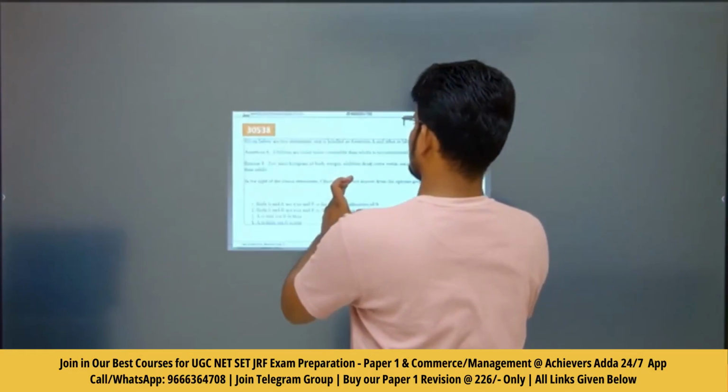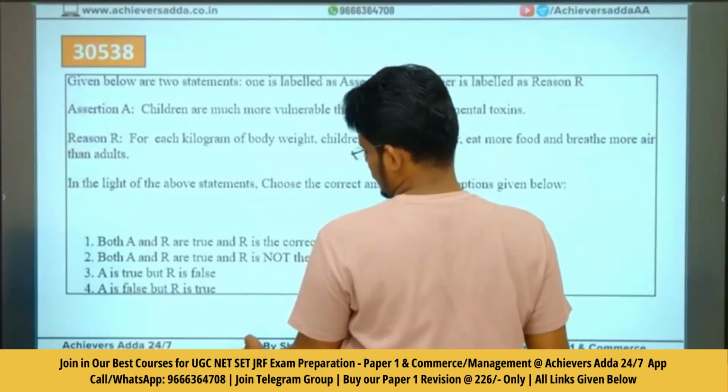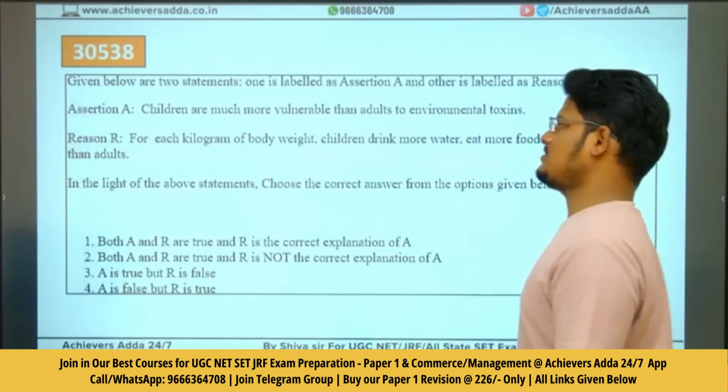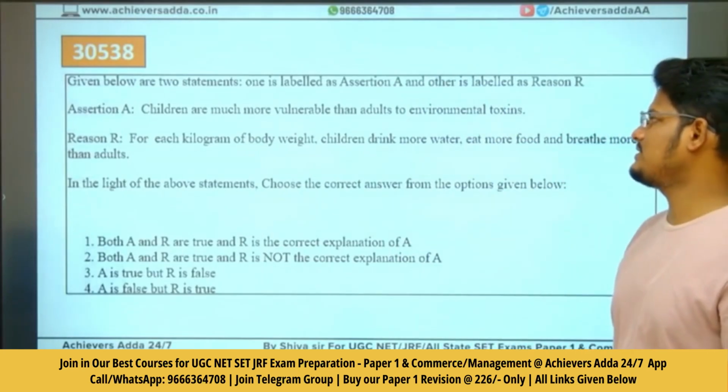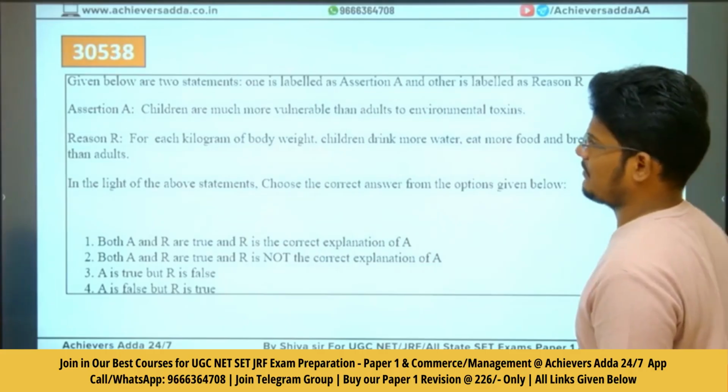Children are much more vulnerable than adults to environmental toxins. For each kilogram of body weight, children drink more water, eat more food, and breathe more air than adults.